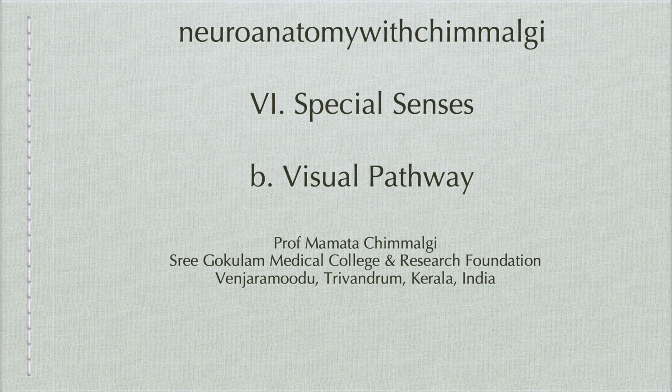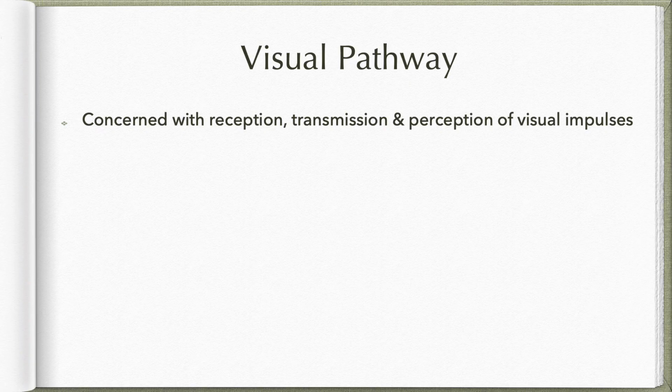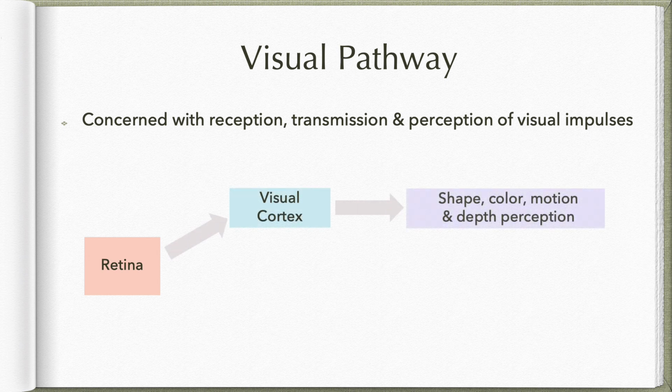Let us now learn about the visual pathway. Visual pathway is concerned with reception, transmission, perception of the visual impulses. The main pathway connects retina with the visual cortex. Now this is concerned with identifying the shape, color, motion and depth perception of the objects within the visual field.